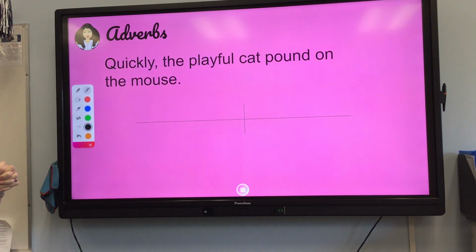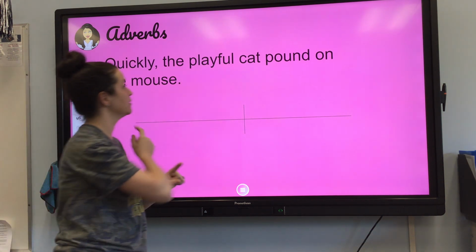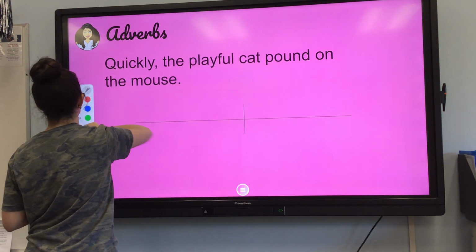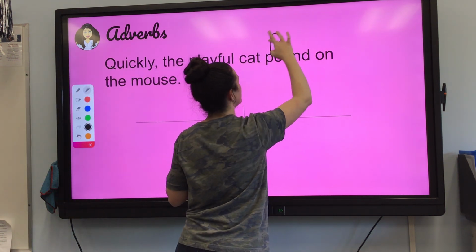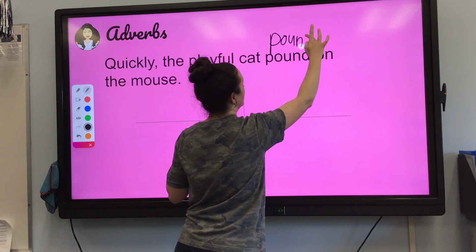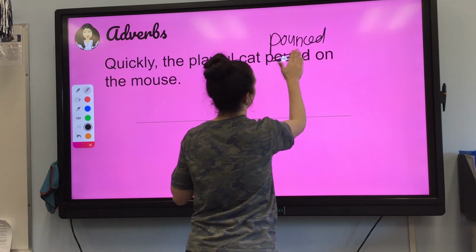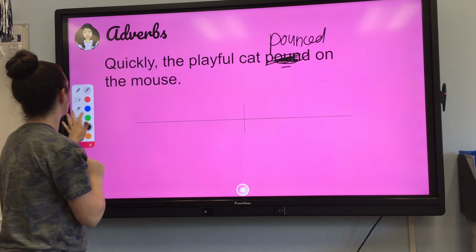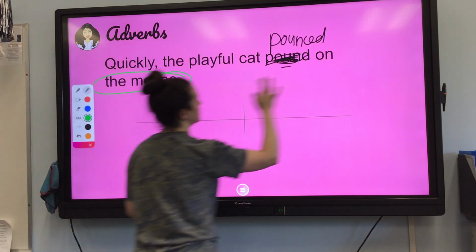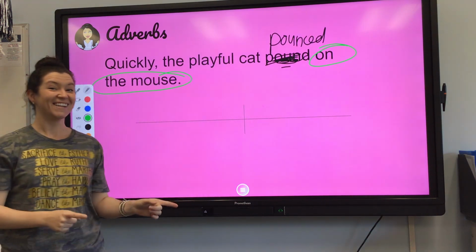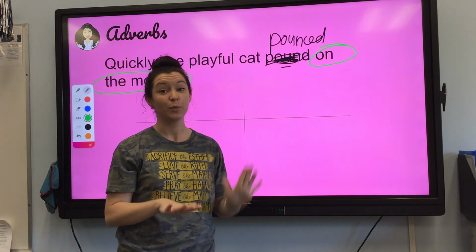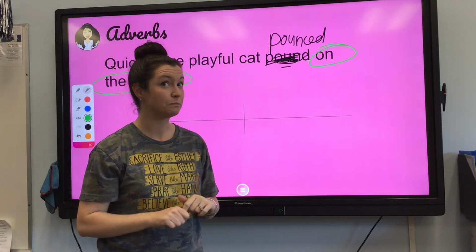Quickly, the playful cat. Ooh, that should be pounced. I'm so sorry. I'll edit. This is why editing is important, right? When you edit, you should always make your writing better, stronger, clearer. And that's why the process is so important. Okay. Quickly, the playful cat pounced on the mouse. We're not going to do on the mouse because that is a prepositional phrase. But next video, we will begin doing prepositional phrases. So pause here and try to diagram by yourself.